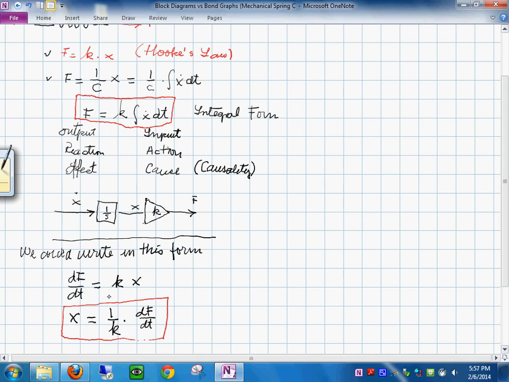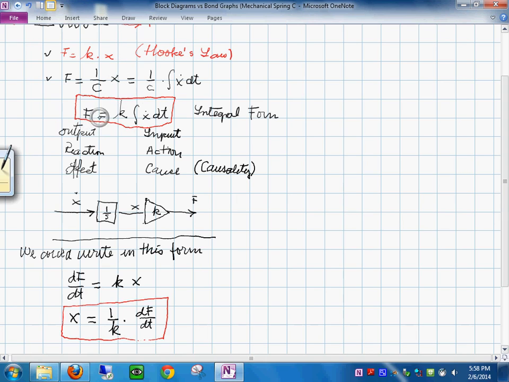So this is the way we write it in derivative form. Let's see, did we do something wrong here? I think we might have. Okay, hold on for a second. This is fine, 1 over k times df dt. No, I think we're fine. No, did we?